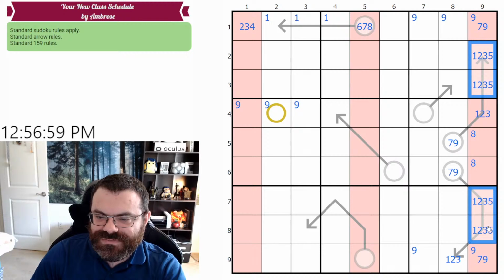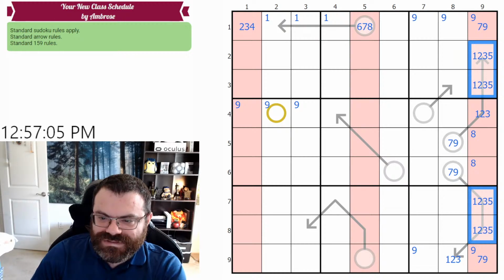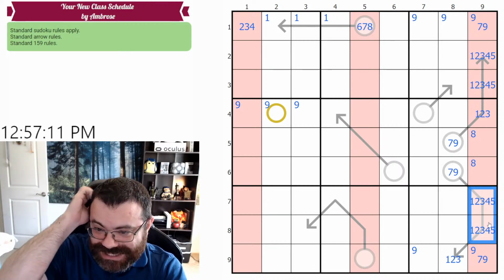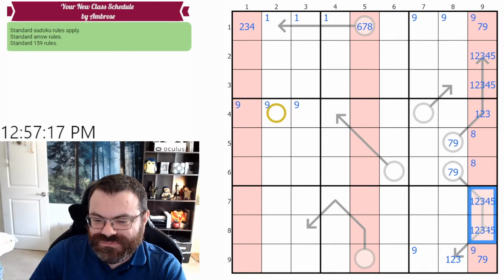Hold on, this doesn't work. No, I messed up. I forgot the 4s. I did not mess up. I just forgot 4. So one of these has 2 of 1, 2, 3, and a 4, and one of these has 2 of 1, 2, 3, and a 5. Well, the 7 is 1, 2, 4.